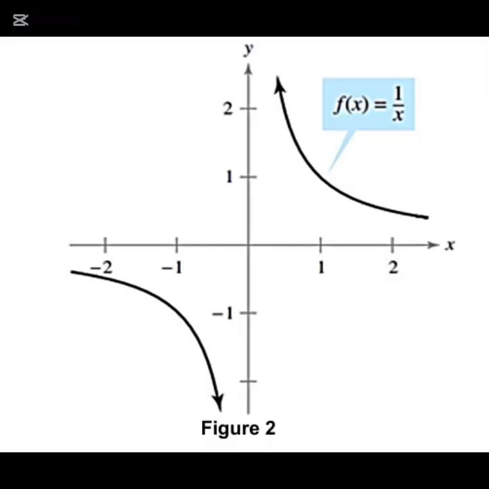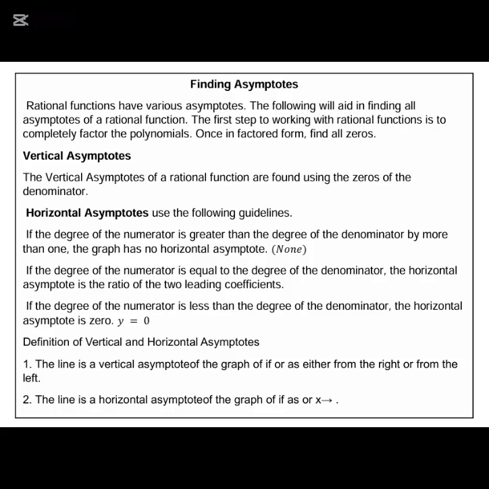So this is the graph of the function y equals 1 over x. Notice that as x approaches from the left, it doesn't touch 0. And as x approaches from the right, it doesn't touch 0. Okay, now we're done determining the domain of the rational function.